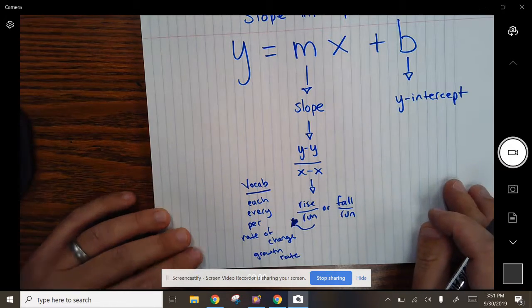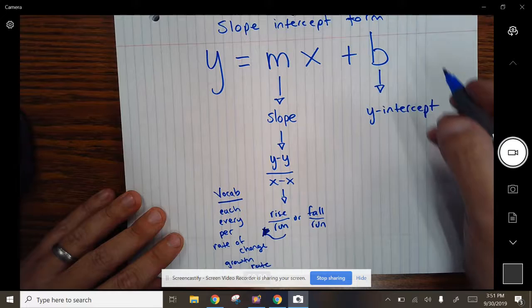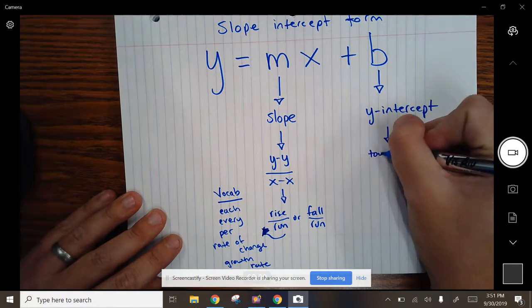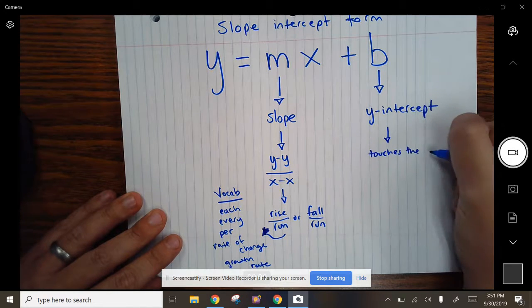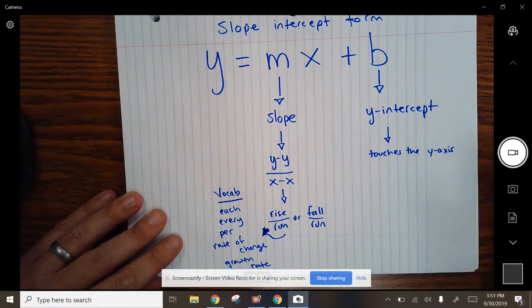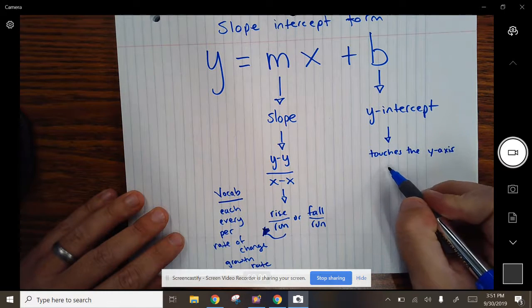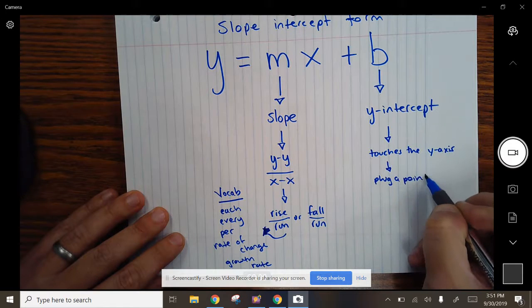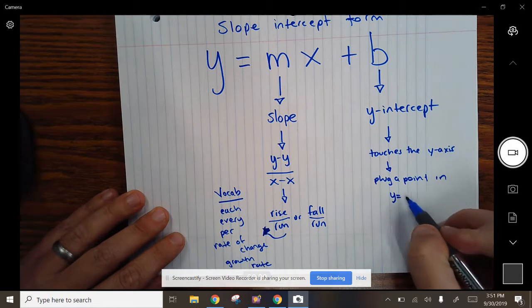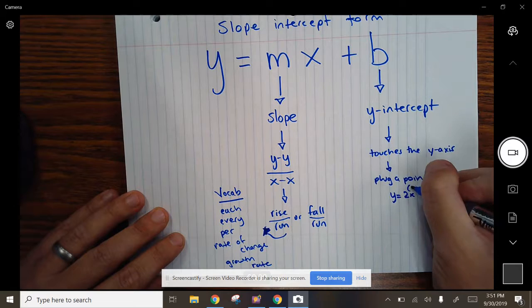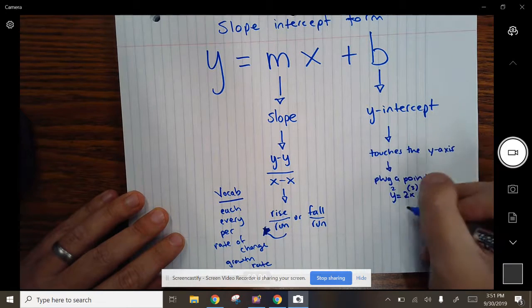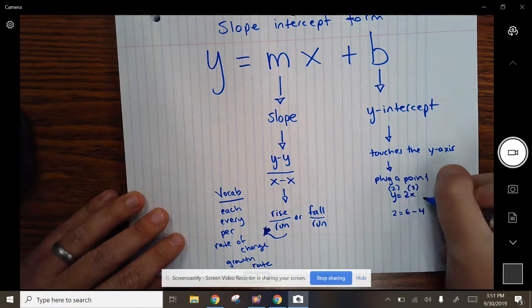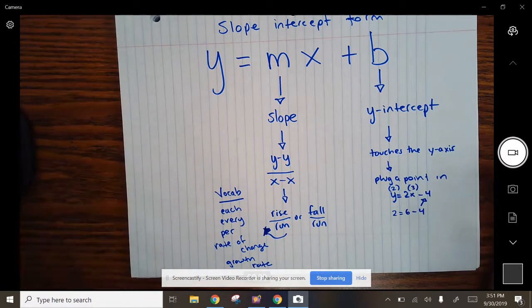Okay. And the y-intercept, you can get this by where it touches the y-axis, right? And you get it when you plug a point in, right? If you had y equals 2x and you plug a point in like 3, and let's say this is 2. Does 2 equal 6? Only when you would subtract 4. So then that would be negative 4 there.